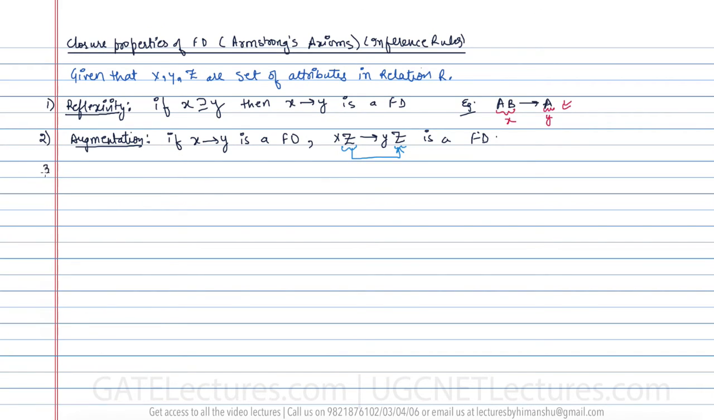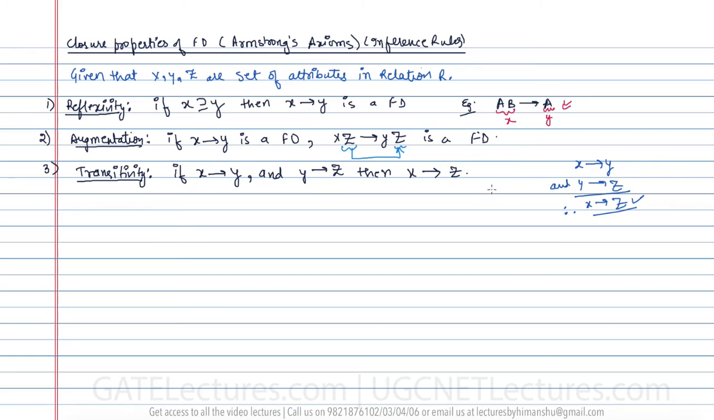The third property is called transitivity. If X determines Y and Y determines Z, then X determines Z also holds. So if X determines Y and Y determines Z, therefore X determines Z does also hold. This kind of property is called transitivity.